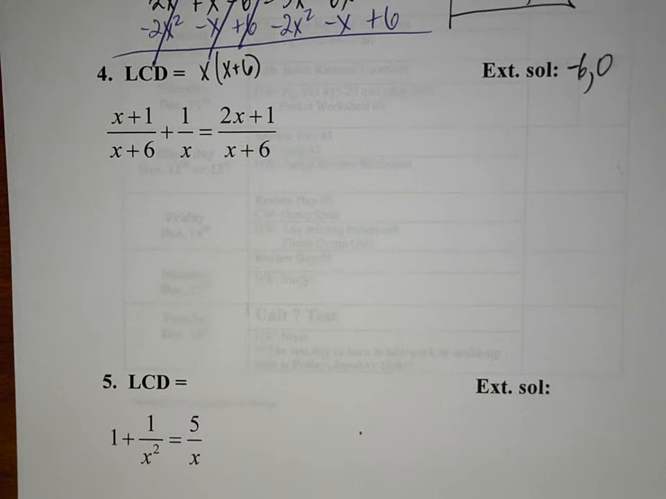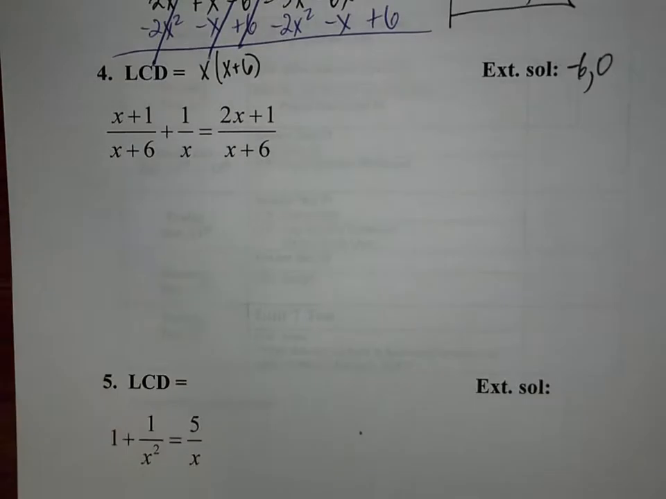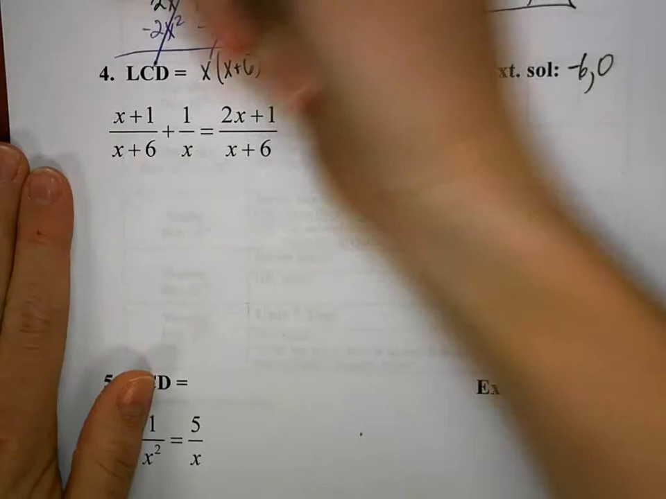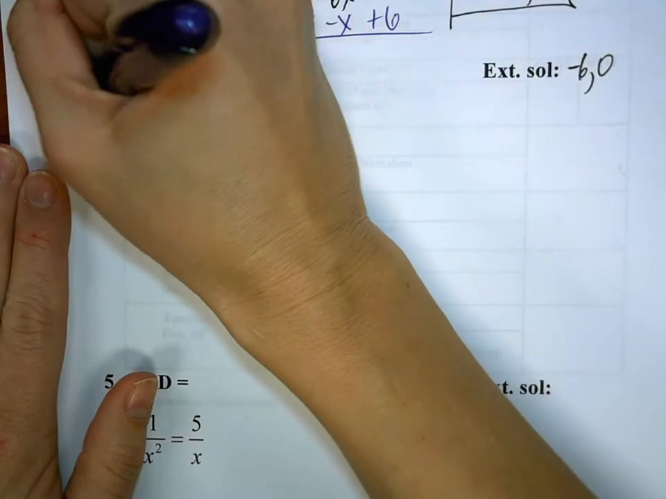Good. Okay, next step is to do what? Ranjot. It's not here. Oh, no, sorry. Perfect. So we are multiplying the LCD to everything, so I have x and x plus 6 to every term.